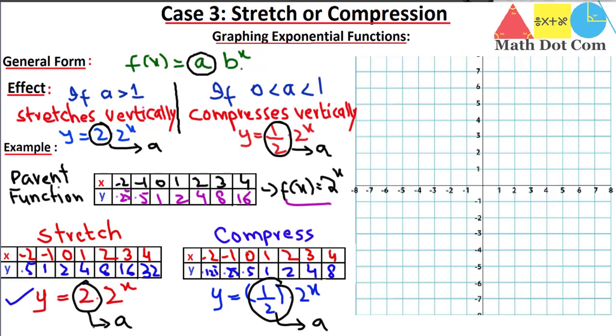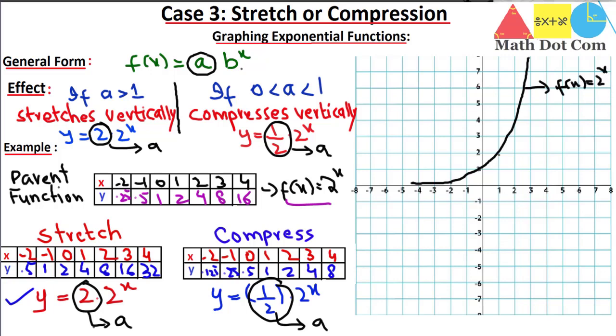So the parent function has, on -2, 0.25, then on -1, 0.5, then on 0, 1, then on 1, 2, then on 2, 4, I'm plotting the points, then on 3, 8. If I join them together, I'll get the graph like this. So this is the graph of the parent function.